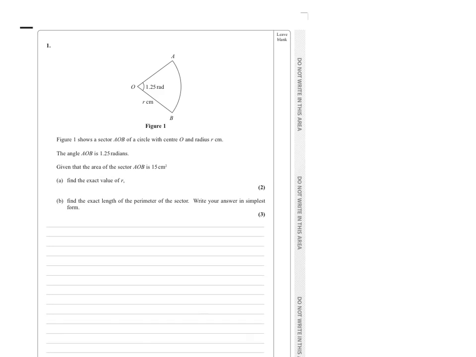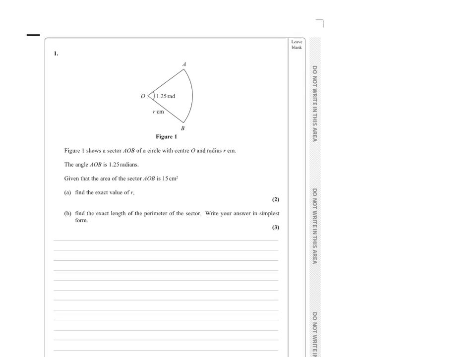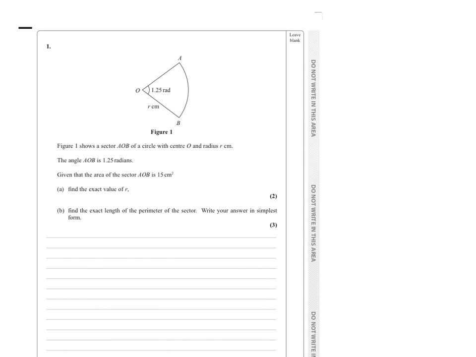Okay then, so question number 1 looks nice and easy. It's only 5 marks, okay? So, figure 1 shows a sector AOB of a circle with centre O and radius R. The angle AOB is 1.25 radians. Given that the area of a sector AOB is 15 centimetres squared, find the exact value of R.